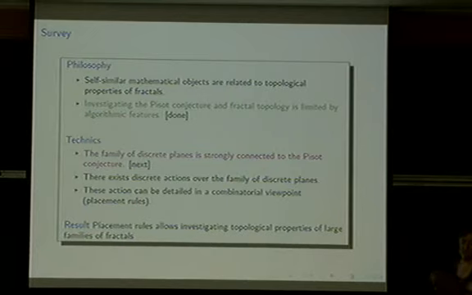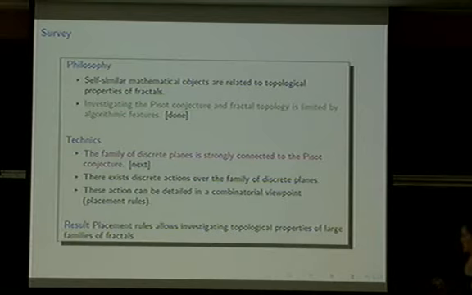Conclusion of this part: investigating the Pisot conjecture, fractal topology, and so on, is very limited by algorithmic features. This is the point. And what I would like to focus on is to present new techniques to try to overcome these algorithmic features. And actually, the idea is not to rely on these graphs, which describe the zooming on fractals, but to rely on the generation process of fractals, which is much more general and allows to investigate general properties.